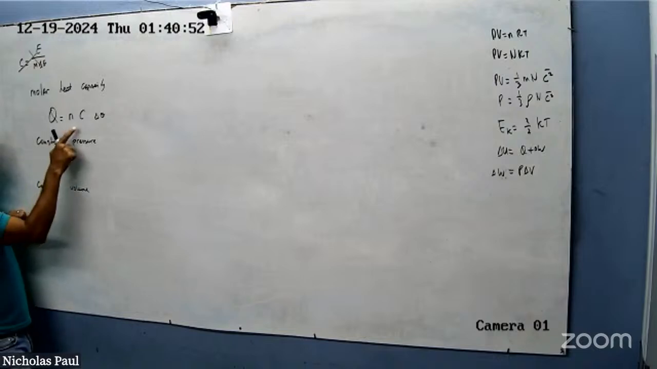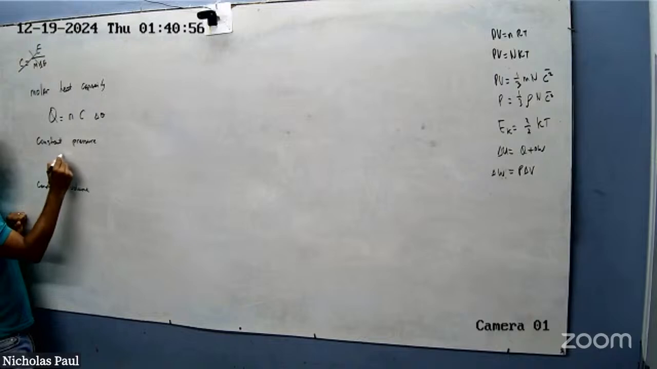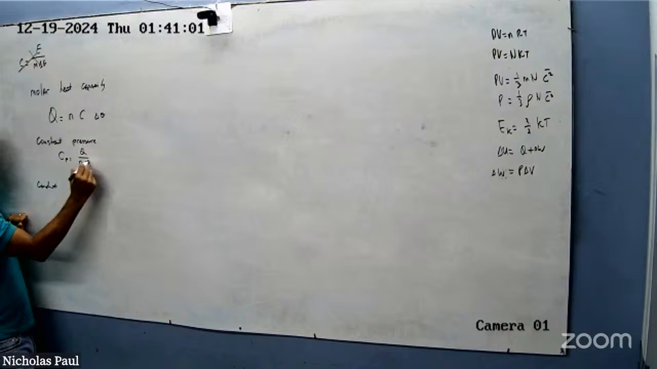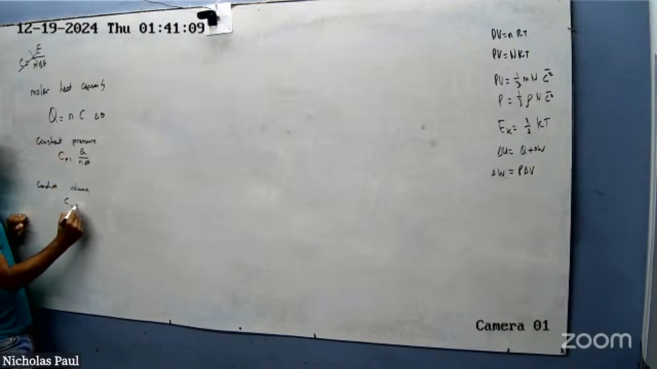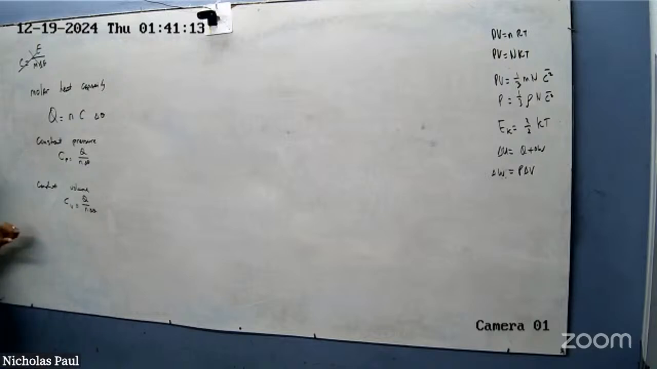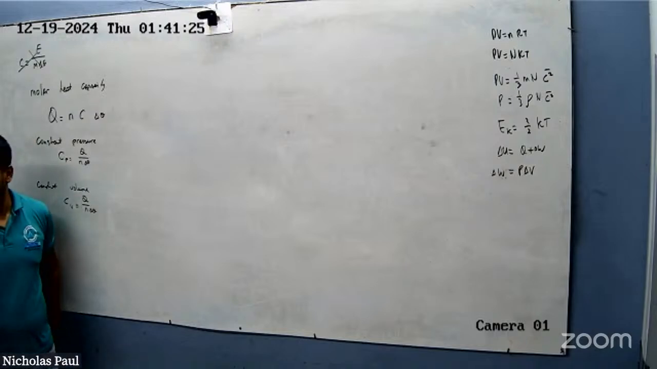So, what is molar heat capacity at constant pressure? Molar heat capacity at constant pressure is Cp, and it's Q over n delta theta. Remember, Q is heat supplied. And at constant volume, Cv is equal to Q over n delta theta. You all okay with this? So we're only considering molar heat capacity under two conditions: constant pressure and constant volume. That's all. We're not interested in any other condition.